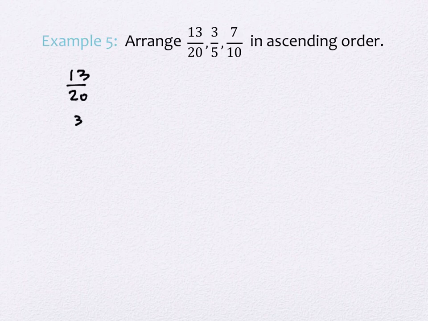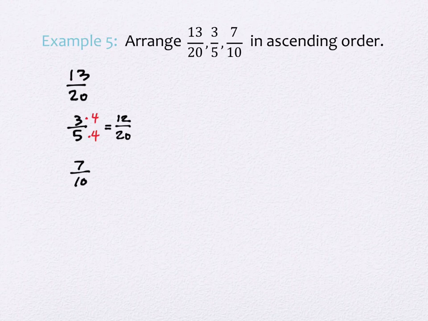Let's take 3/5 and make it have the same denominator. So what would I need to do to get the 5 to be a 20? Multiply by 4. And if I do it on the bottom, I have to do it on the top. So this will give me what fraction? 12/20.